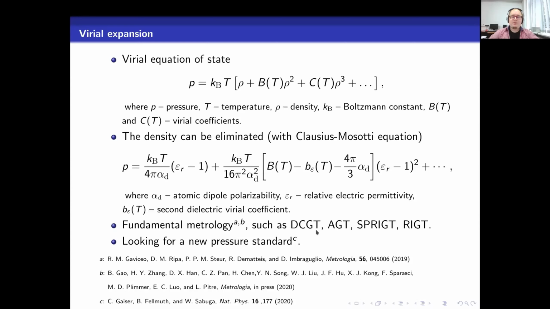Using this form, we can utilize it in several fundamental metrology methods, such as, as the name suggests, dielectric constant gas thermometry or refractive index gas thermometry, and several others. As Michał Przybytek also said, it can be used to look for new pressure standards, but obviously to do so, we need quite accurate values of at least B and B epsilon. It would be ideal to have C, but it's for the future, maybe.